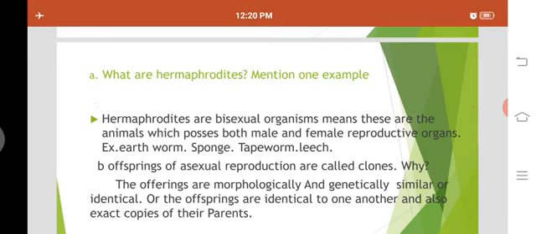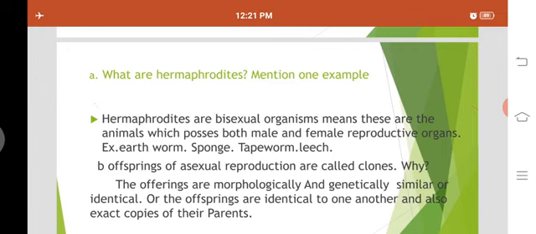Then the next question: offsprings of asexual reproduction are called clones. Why? The offsprings produced by asexual reproduction are called clones. The question arises: what are clones, and why are they called clones? This question is for 1 mark.